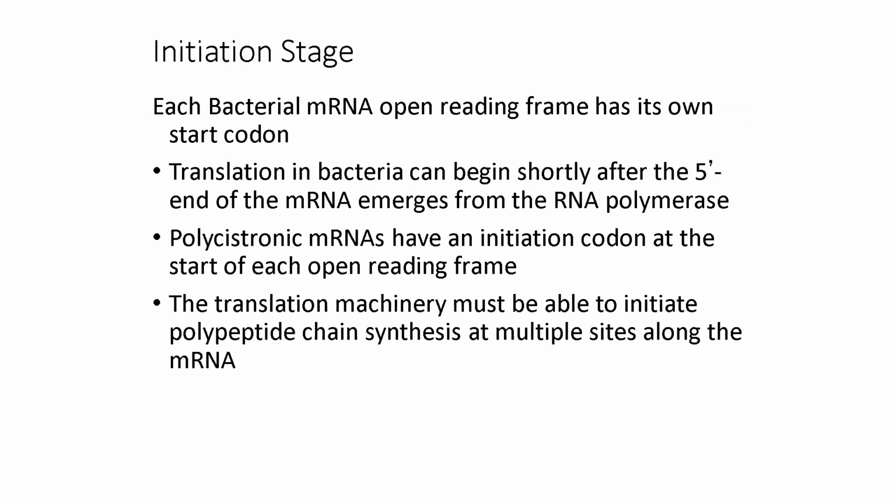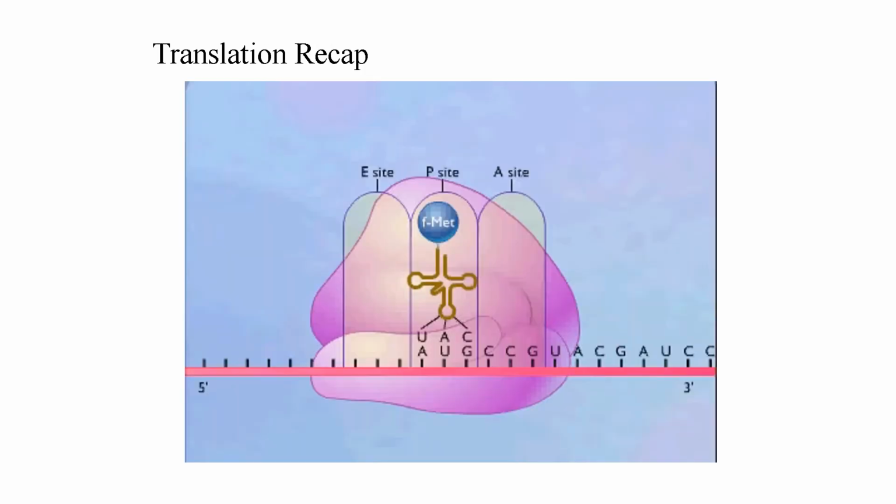During initiation, bacterial mRNAs are often polycistronic, meaning they contain multiple open reading frames, each with its own start codon. Translation can begin as soon as the 5' end of the mRNA emerges from RNA polymerase, allowing transcription and translation to occur simultaneously. The ribosome must locate each start codon independently, enabling synthesis of multiple proteins from a single mRNA strand. This slide offers a recap of translation, highlighting the major steps: initiation, elongation, termination, and recycling.